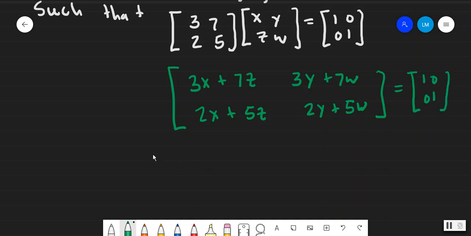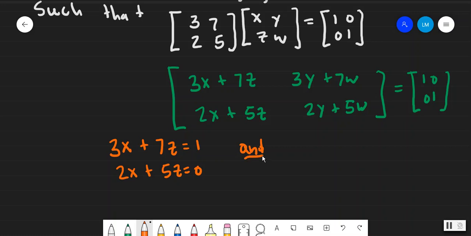So all that this means is that essentially you have several equations now. You have that 3x plus 7z equals 1, and 2x plus 5z equals 0. Then you also have another set of equations: 3y plus 7w equals 0, and 2y plus 5w equals 1. This is interesting because we could solve for both.